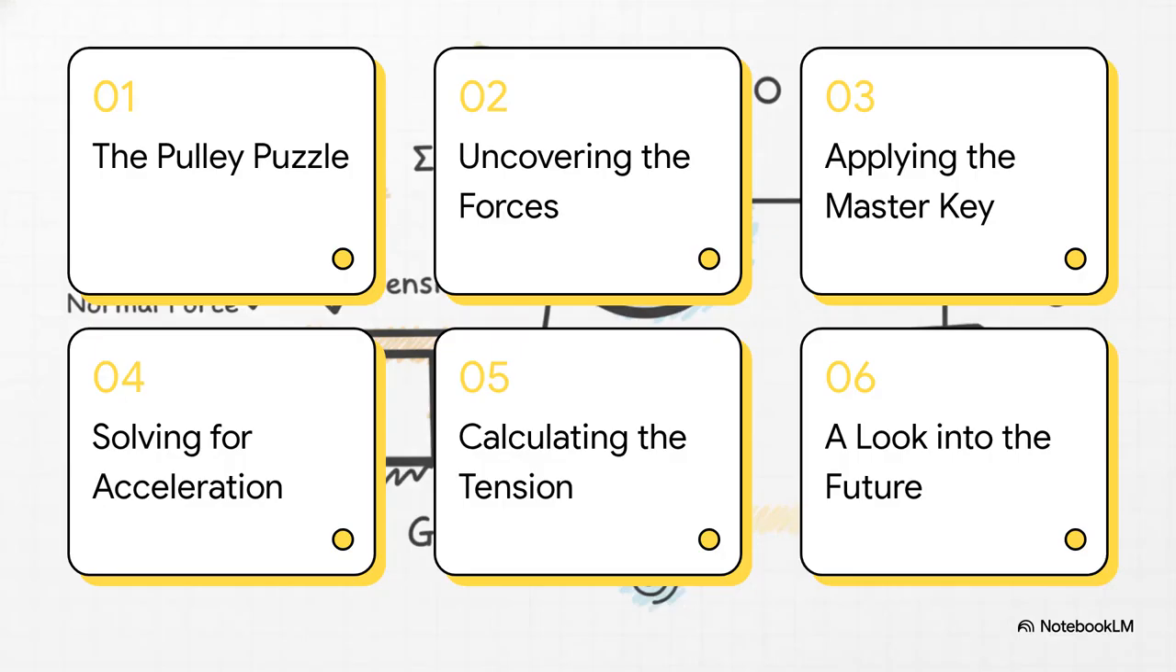All right, here's our game plan for solving this thing. First, we'll set the scene. Then, we're going to uncover all the forces involved, all the hidden players. After that, we'll pull out our master key, a super important law of physics, to solve for the acceleration and the tension in the rope. And finally, we'll use all that info to predict the future.